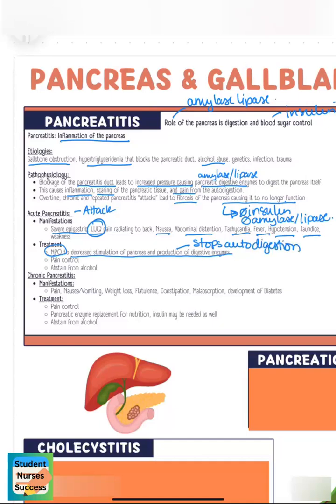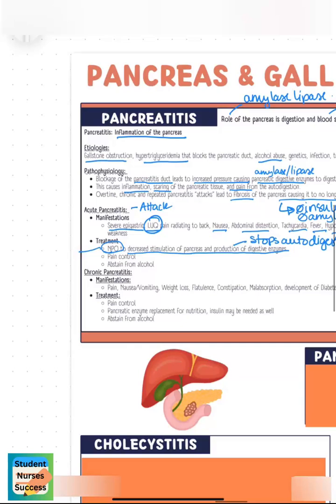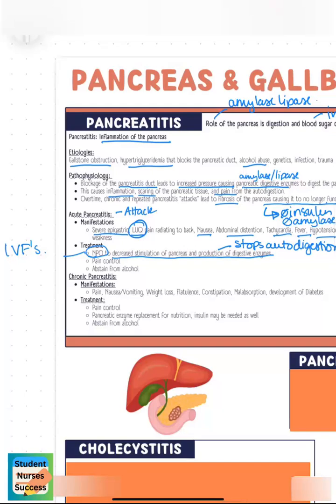However, if we make the patient NPO, we're going to actually need to increase some IV fluids. And so they're probably going to need to be in the hospital during that time because we have to have some type of fluids going in for them. We also focus on pain control and abstinence from alcohol because we know that alcohol actually seems to exacerbate and stimulate this process.